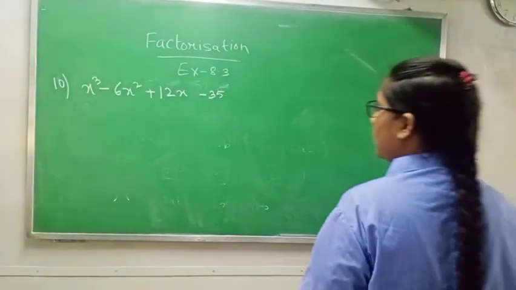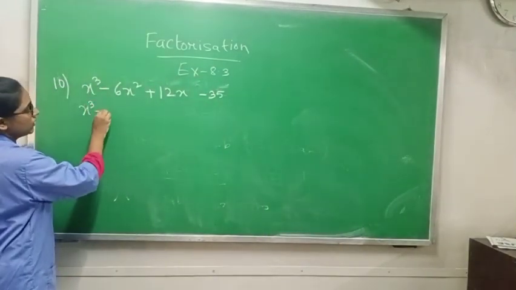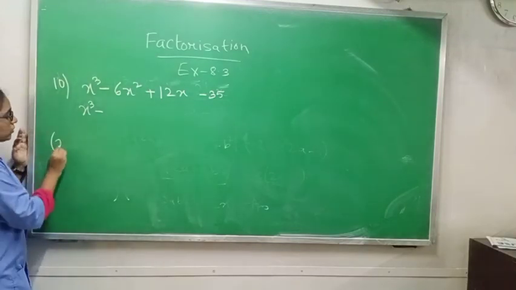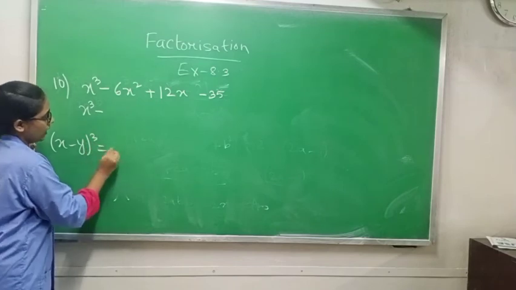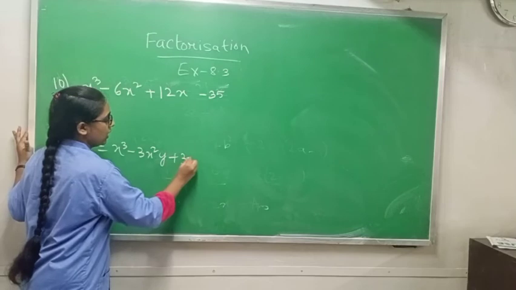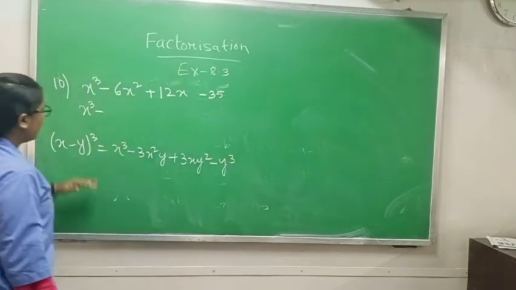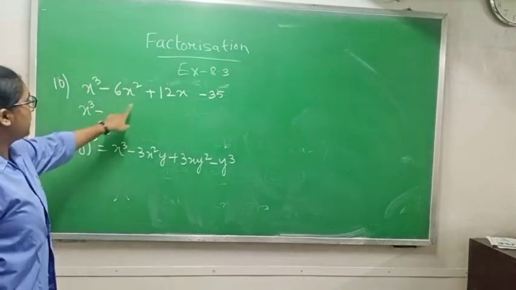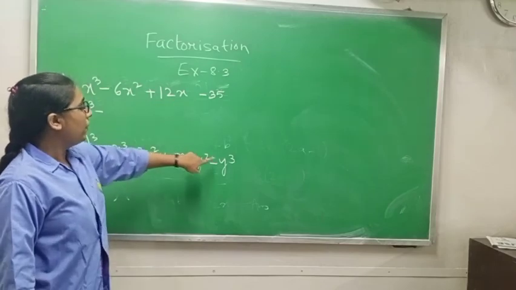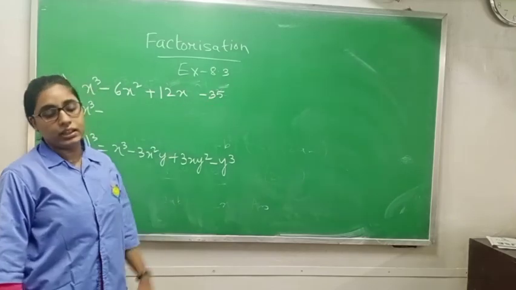Now class 9, see question number 10. In this question we can write x cube minus... what is the formula of (x minus y) whole cube? The formula is x cube minus 3x square y plus 3xy square minus y cube. So we can see we have x cube, we can make this term 12x in this term, but we don't have y cube. We have to make y cube from 35.